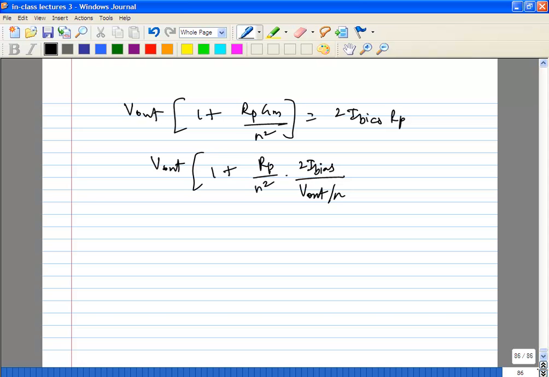g_m is 2I_SS over V_1. V_1 is nothing but V_out over N. Is that clear?